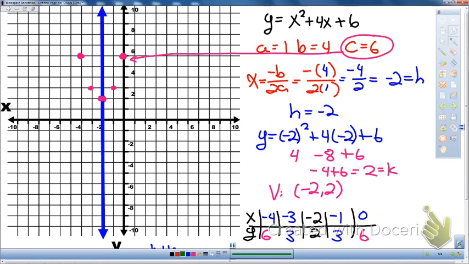I've plotted all the points from my table of values. Connect all the points the best we can. A smooth curve. See our happy, positive parabola going up, and everything else we know about it.